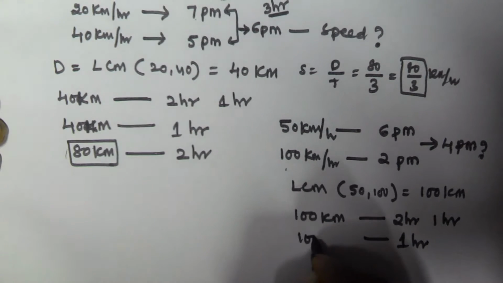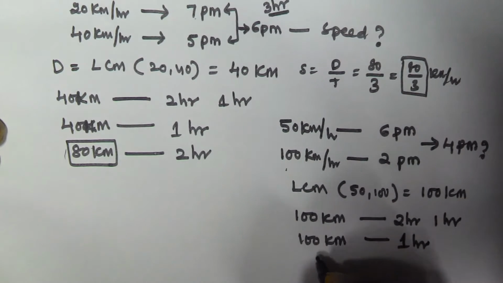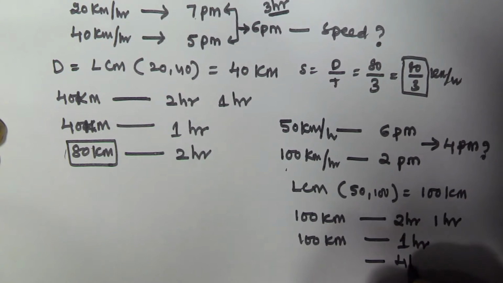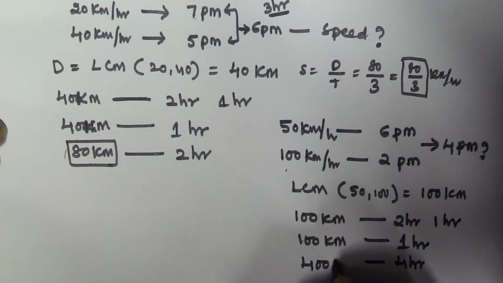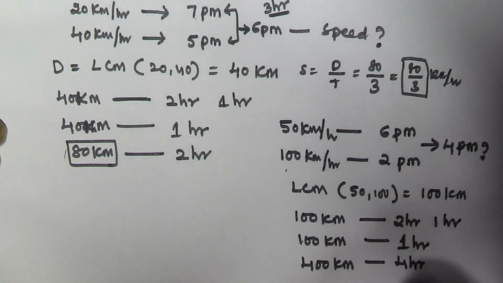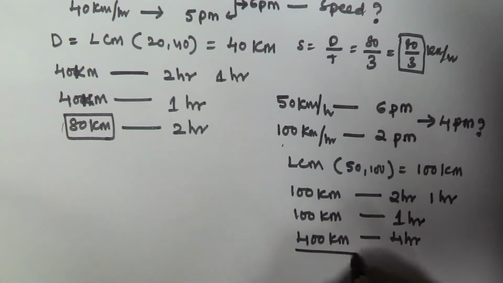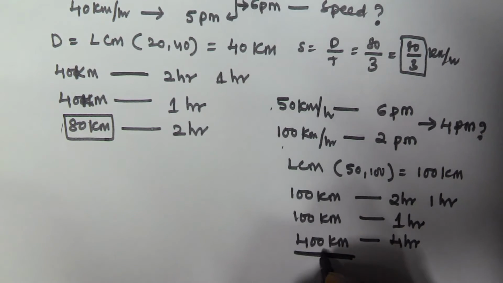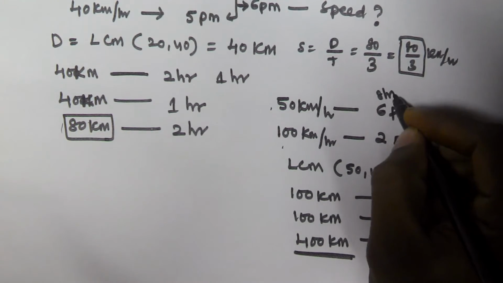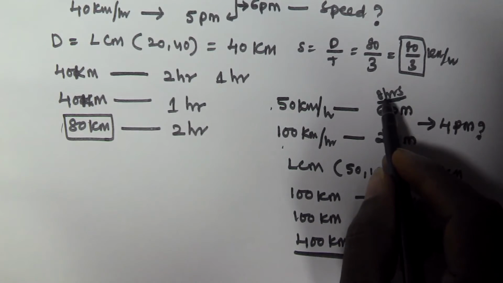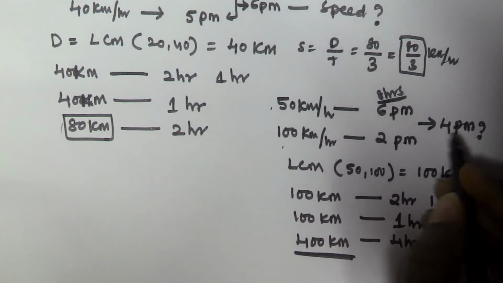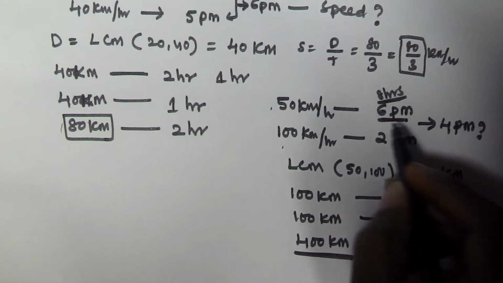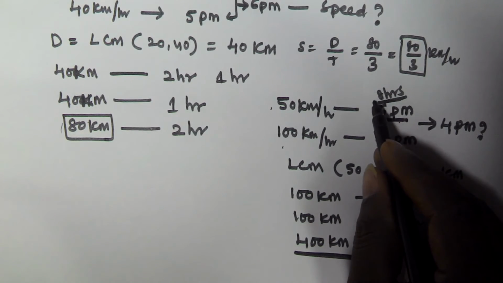So 1 hour corresponds to 100 kilometers. But the difference between 6 p.m. and 2 p.m. is 4 hours. So 4 hours corresponds to 400 kilometers. That means the actual distance between his home and office is 400 kilometers. The first day he is traveling with 50 kilometers per hour, so to cover 400 kilometers, he has to travel 8 hours. So on the first day he travels 8 hours with 50 kilometers per hour speed and reaches office at 6 p.m.